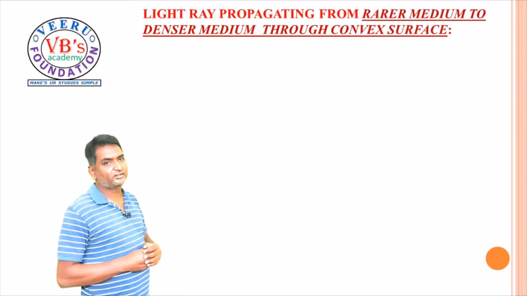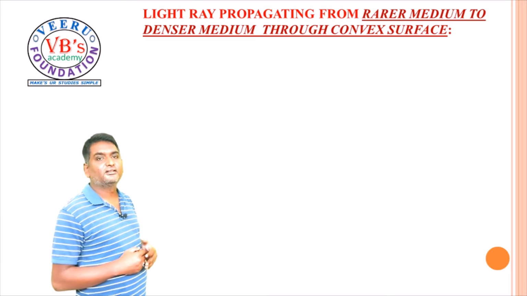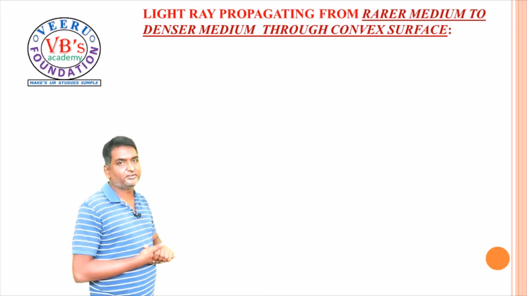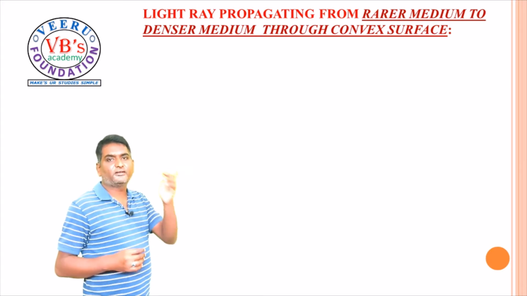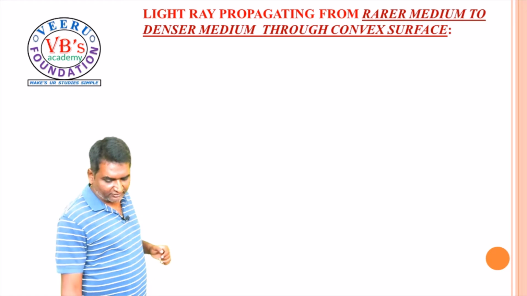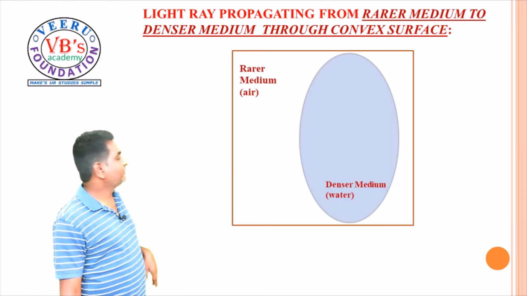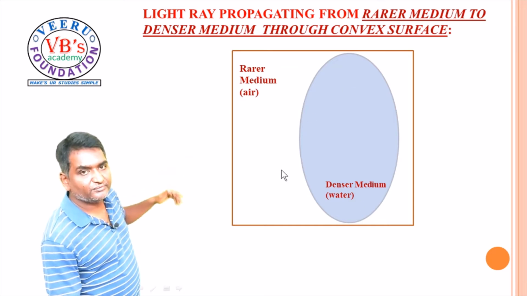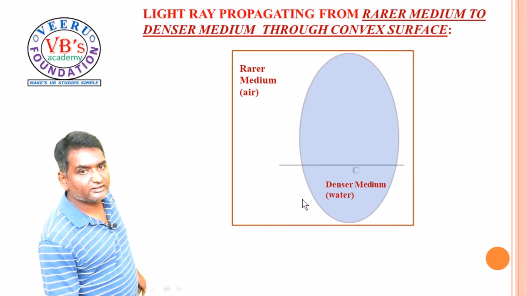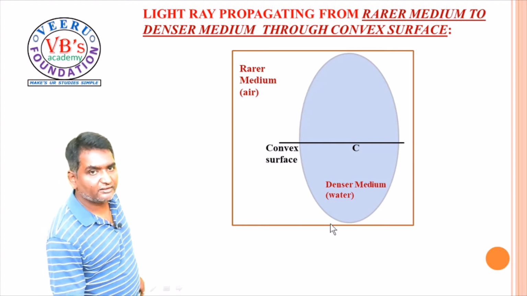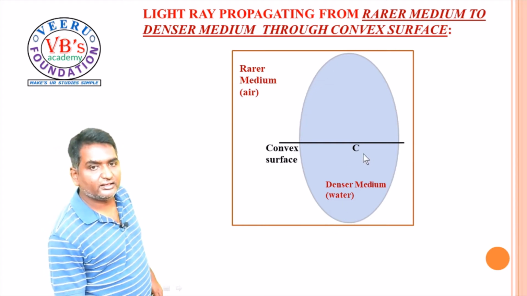Okay, now we will discuss the refraction of light at curved surfaces. Here the case I am going to discuss is light rays moving from rarer medium to denser medium through a convex surface. Let us take the rarer medium outside and this is the denser medium. This is the convex surface, and this is the center of curvature of this particular convex surface.